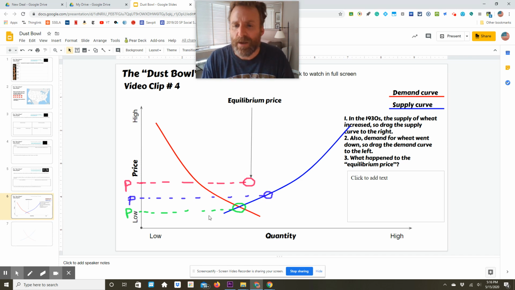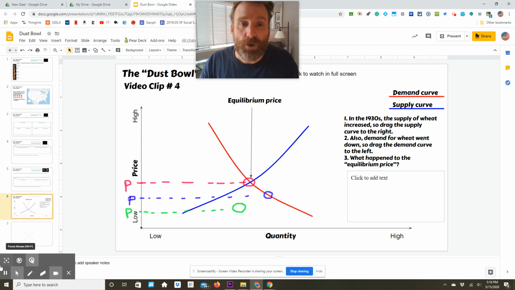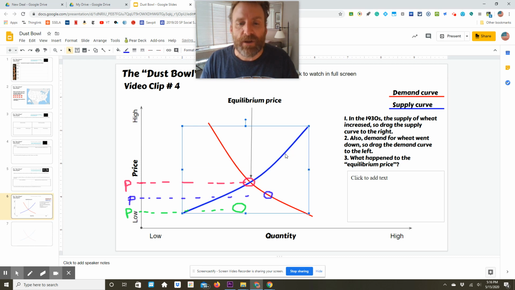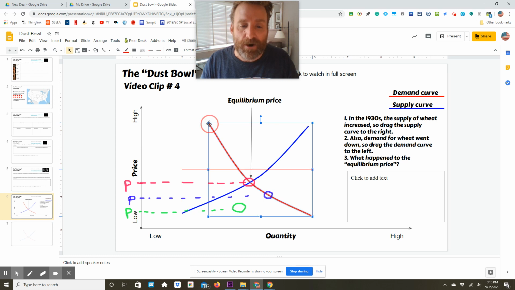So what you're going to do on this assignment is you are going to use your little mousy mouse and click on the supply curve and shift it out. Then you're going to grab onto the demand curve and shift it in. Out means more. They increase supply, so we went this way. We decreased demand, so we went that way.